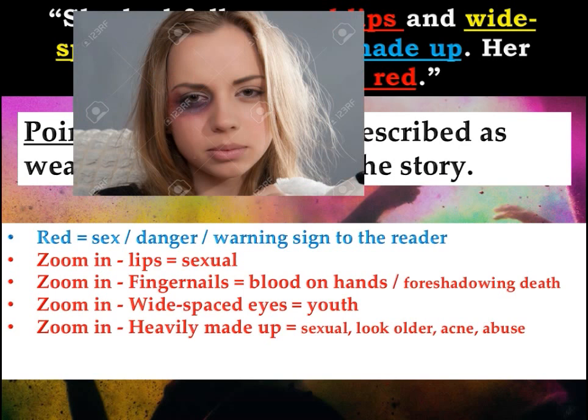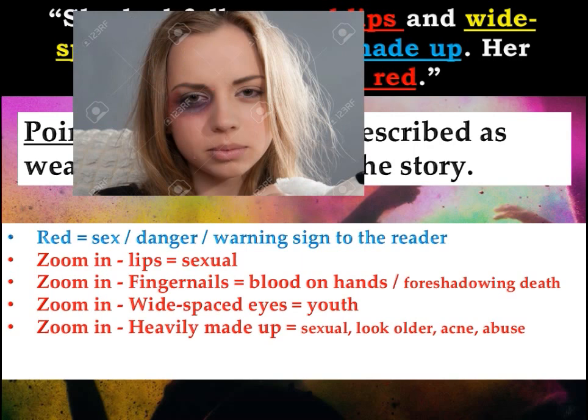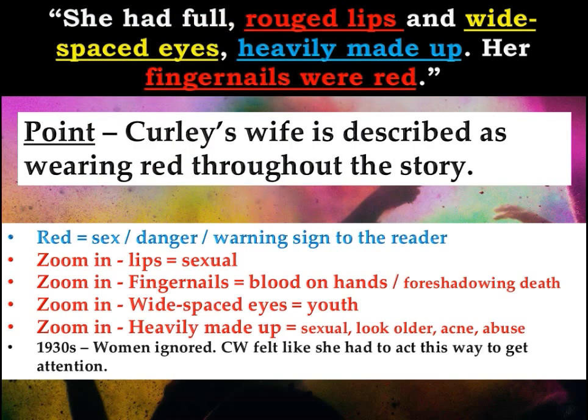We could be saying that as she's an 18-year-old girl, she might have acne she's trying to cover up. Or a high level point could make it: we know that Curley's a violent character, and in the 1930s women did get beaten by their husbands. So maybe we could be saying she's heavily made up to hide a black eye, like this picture might suggest. Also, Steinbeck has used the word heavily to suggest that she's got loads and loads of it on. And then we're going to talk about 1930s America.